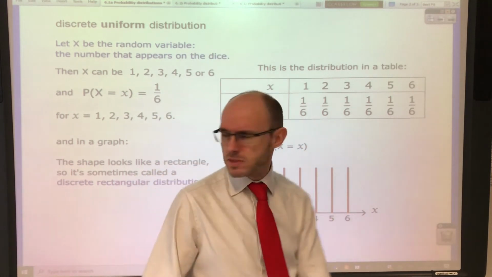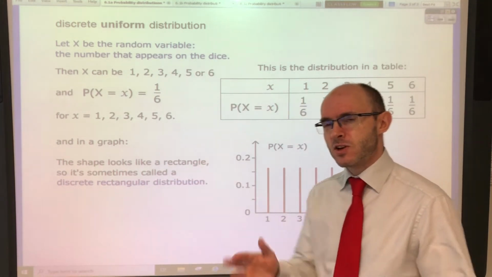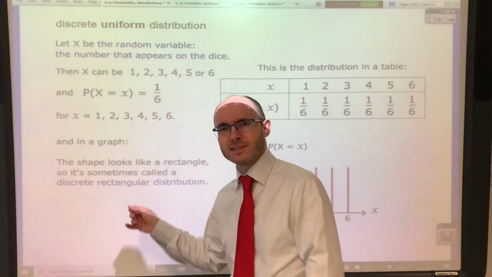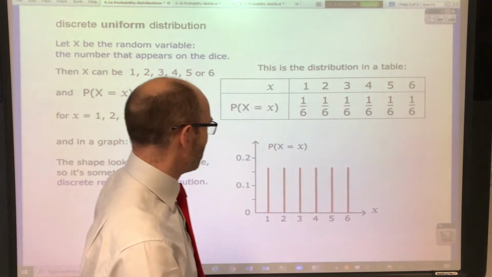Okay? Sometimes that's called a discrete rectangular distribution. Okay, trying to make it sound more interesting by getting rectangular, because it already sounds like, oh, shapes, geometry. No, it's still probability. Okay.